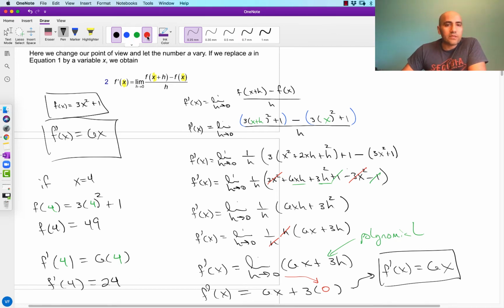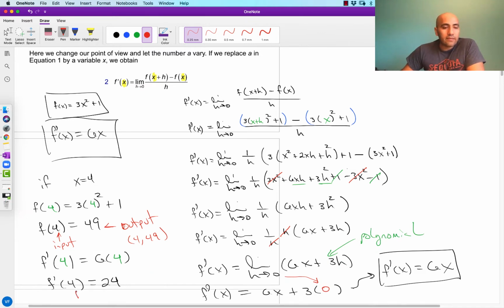Okay, let's interpret what these mean. This is establishing an input-output relationship between the x-coordinate, the independent variable, and the y-coordinate, right? So when you input a 4, the output is 49, which is going to be 4 comma 49. This is a point, an ordered pair on a Cartesian coordinate system.